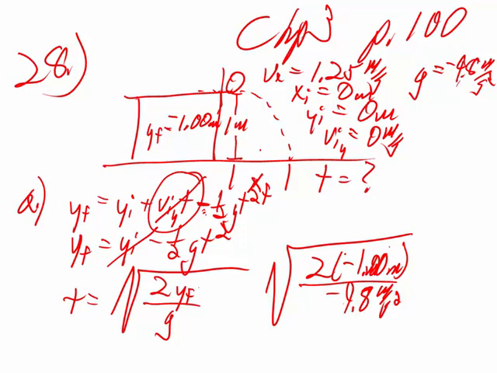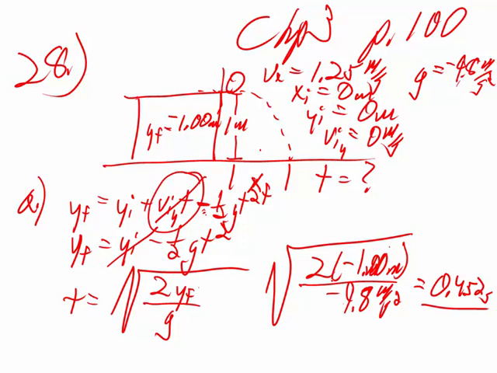So we get an answer of what? We've got 2 times 1, which is 2. 2 divided by 9.8, and then take the square root of that. And what do we get? We get 0.452 seconds. It's positive. Those negatives cancel out. So that's how long it took to hit the floor.